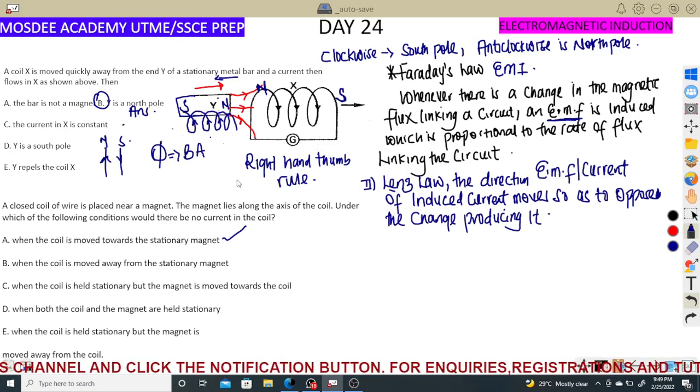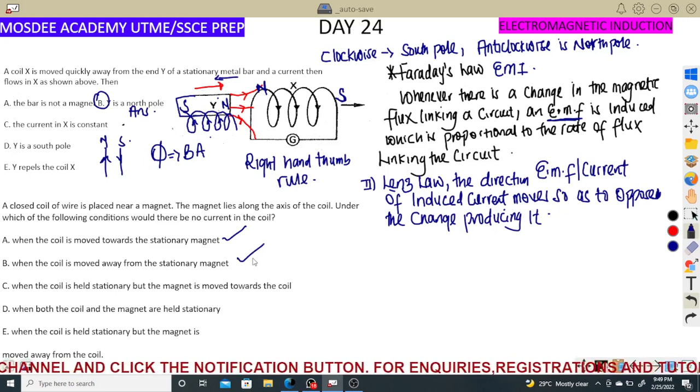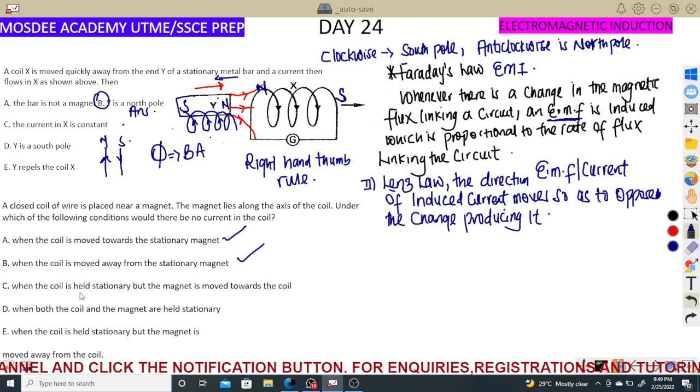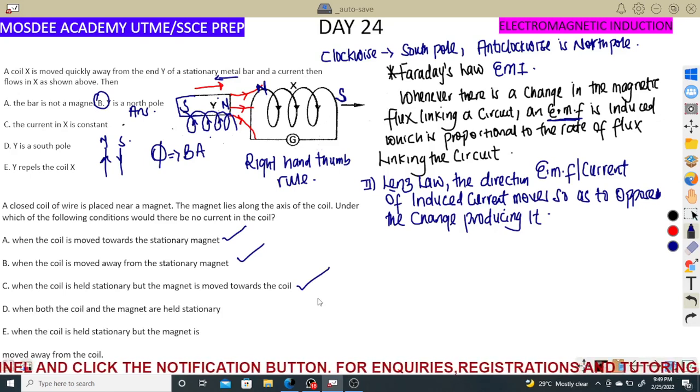We are still going to talk about other factors, and we are going to write the mathematical interpretation of this very soon. Now, this is also going to generate induced current or induced EMF. Whenever you move either the coil or the magnet, there is induced EMF. When the coil is stationary and the magnet is moved, this also works. Whenever there is relative motion, induced EMF and induced current are going to be generated. This is the basis of electromagnetic induction.